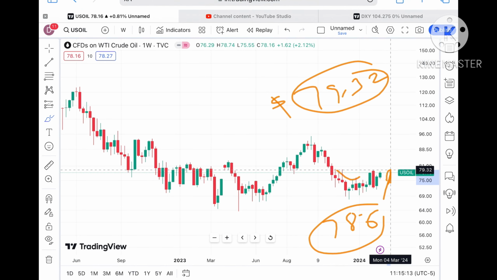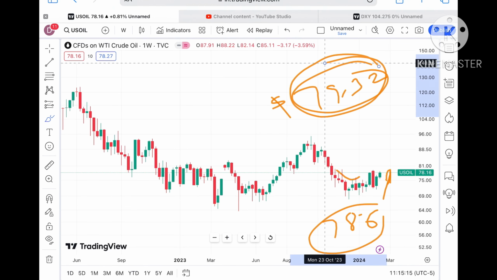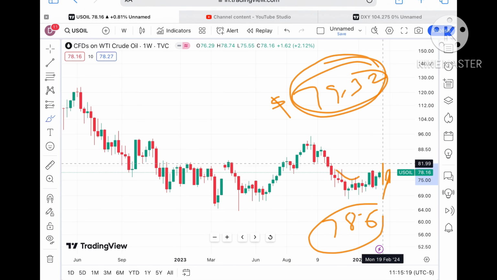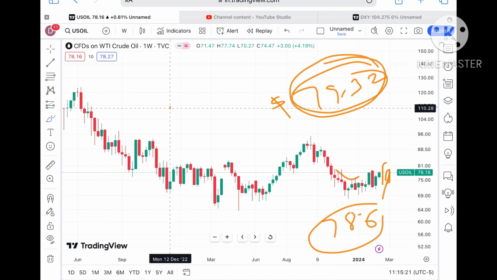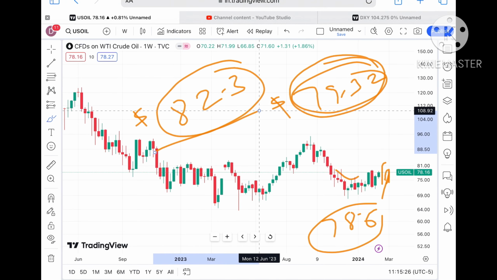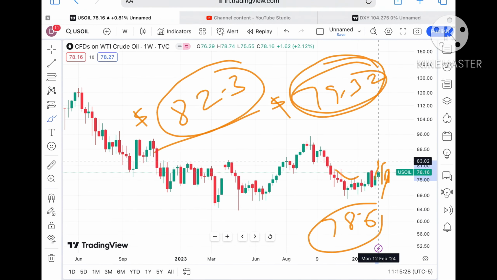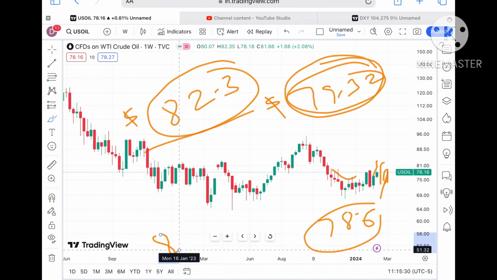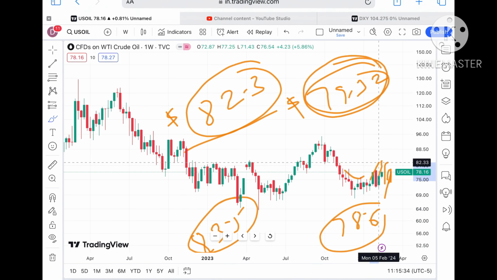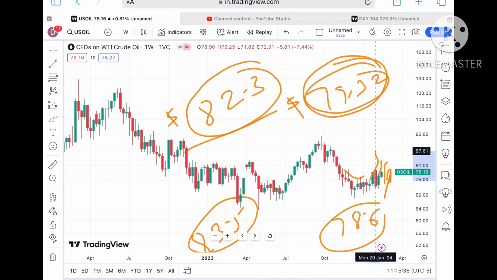Once the price starts sustaining above a level of 79.32, because this level is already being tested, chances are high it will cross a level of 79.65, and from there a probability of going towards a level of 82.3. 82.3 is already a weak resistance, so chances are high it will go above that level, and from there it will touch a level of around 83.5. 83.5 is also being tested, so chances are high it will go above that level, cross that zone and touch a level of 85.